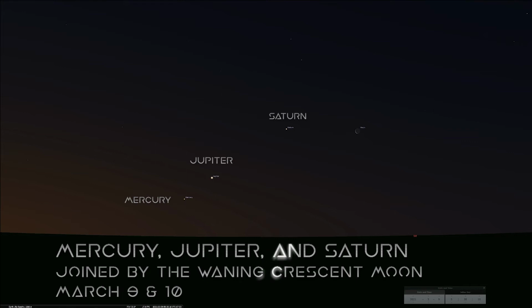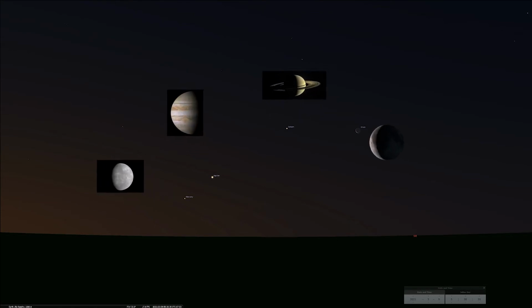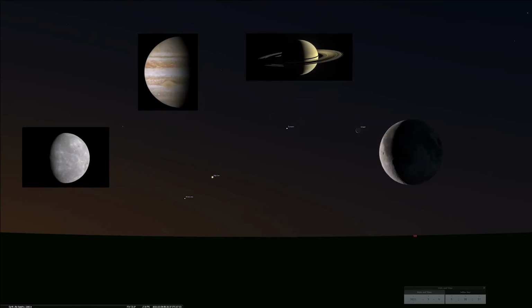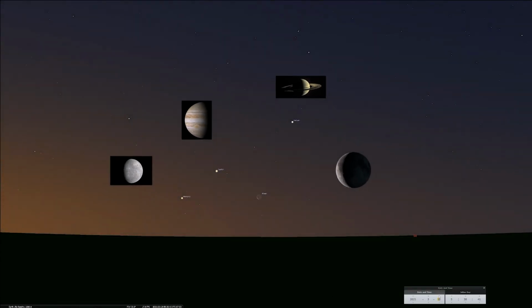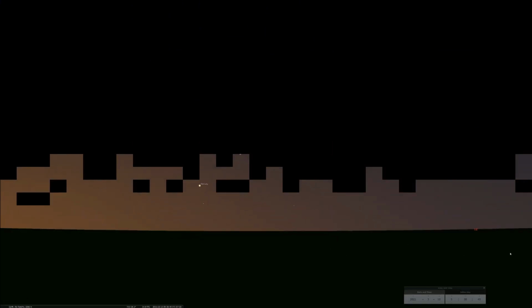Here we see the morning of the 9th, just before sunrise. We're talking about 5:30, 5:45 in the morning. Saturn, Mercury, and Jupiter all joined by the waning crescent moon on the 9th and the 10th of the month. This will be kind of hard to see because the sun will rise very quickly after this scene happens, but it is something we wanted to talk about real fast.